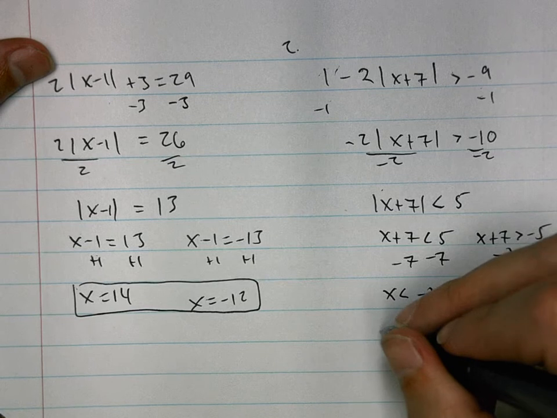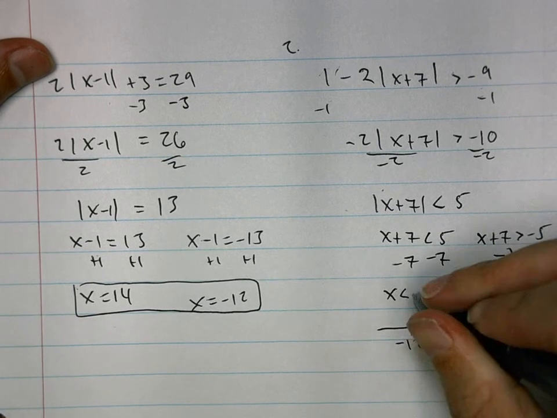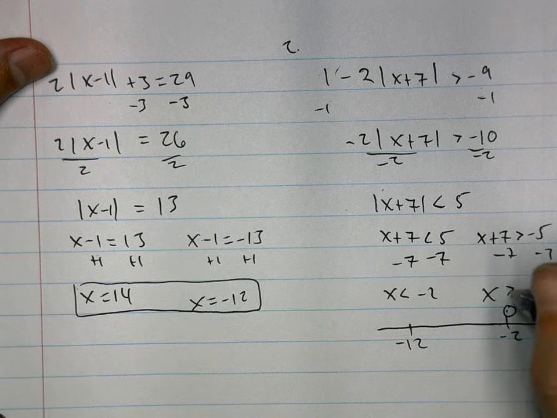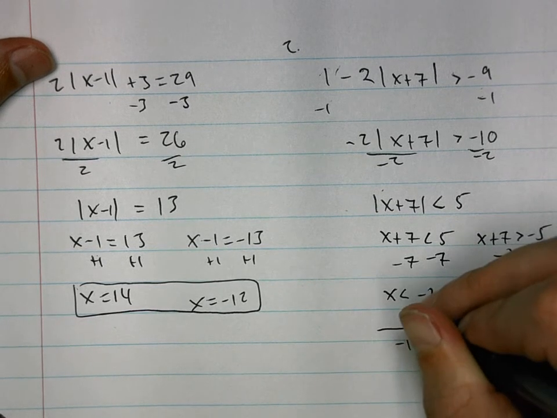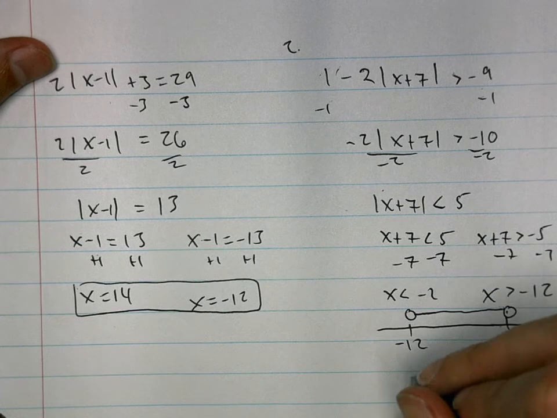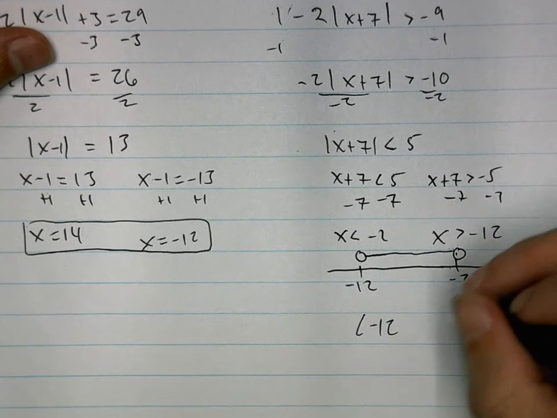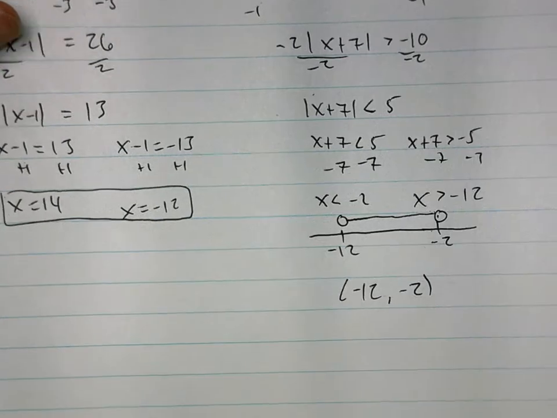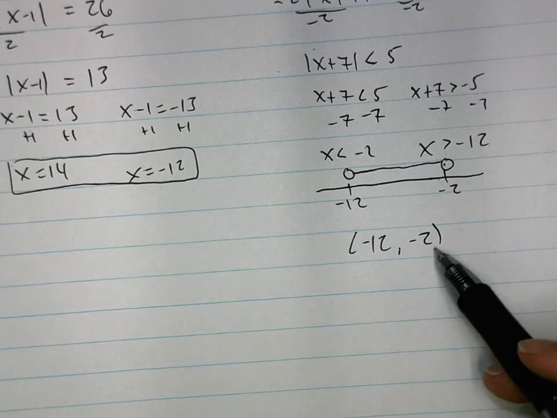So if you were to do this on a number line, less than negative 2, open circle, goes this way. Greater than negative 12, open circle this way. So your answer would be from negative 12 to negative 2, parentheses. If these were closed circles, these would be brackets.